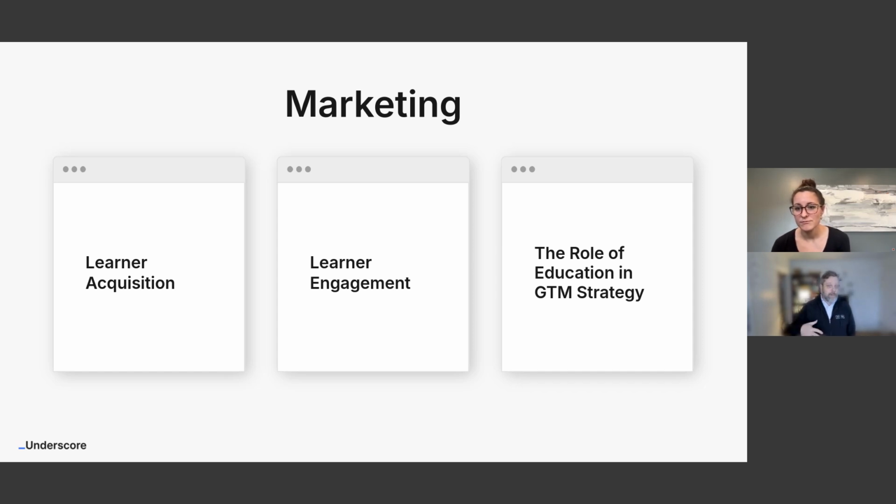Or customers or partners, those learners need to be made aware of your learning programs in general, because oftentimes there's not a stick that you can use to get them to engage in those programs in the first place. And then once you've gotten them there, how do you keep them engaged? How do you re-engage learners when you start to see some drop-off as they're moving through the content that you have planned for them? And then the third piece that's on here is the role of education in go-to-market strategy.